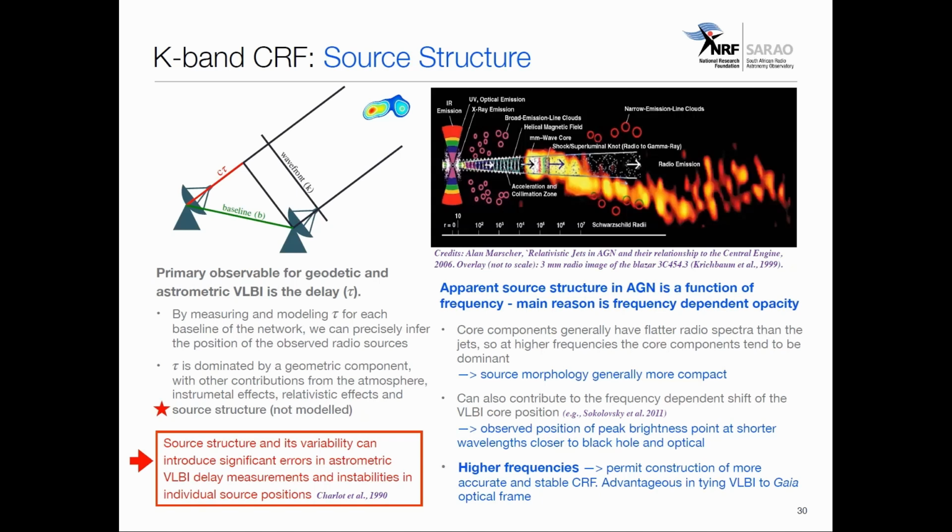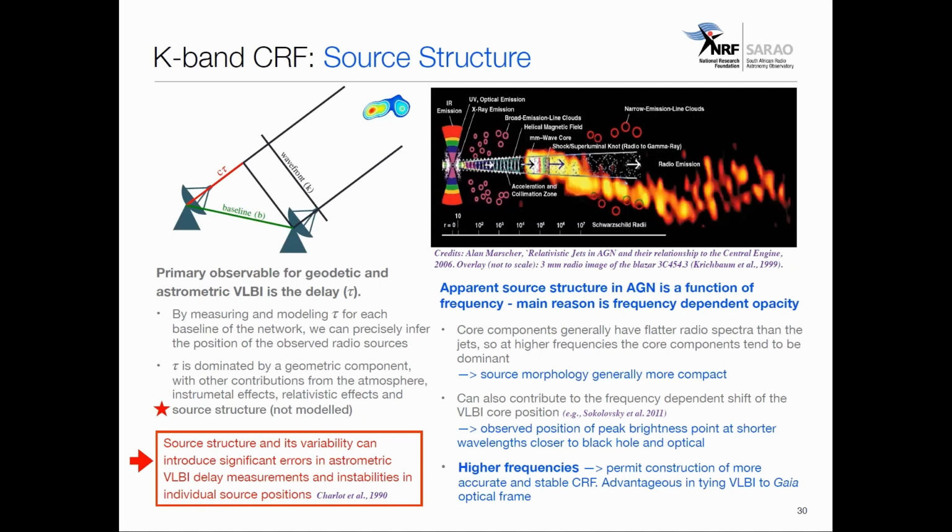If we look at the schematic, we have the central black hole there, maybe some thermal emission in the optical, helical magnetic field lines, and electrons get accelerated. That's the part we're interested in, the radio core or the base of the radio jet. Sometimes we get this extended emission, which we don't want. We want the compact core. And as you go to higher radio frequencies, this extended stuff tends to go away. So the source morphology generally is more compact at higher radio frequencies.